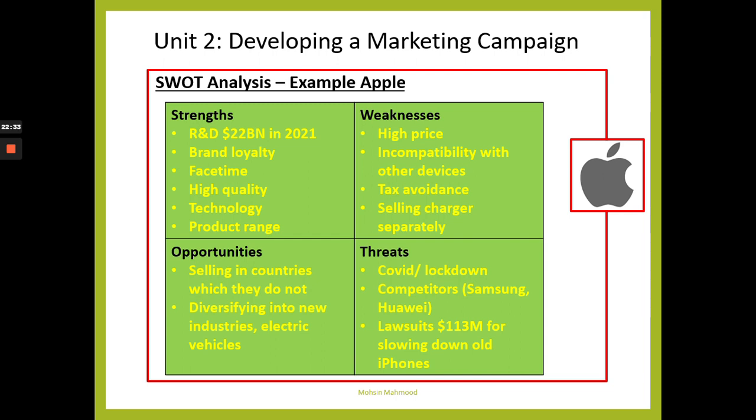Another weakness, selling charges separately. I have these conversations with my students. We discuss Apple sometimes, and we've done a SWOT analysis, and the students have said a weakness is that Apple now sell the charger separately. When you buy a new Apple iPhone over £1,000, you don't get a charger with it. So that's quite interesting.